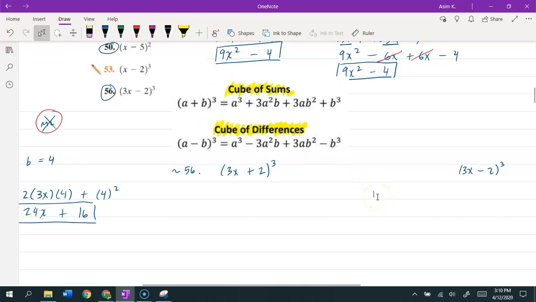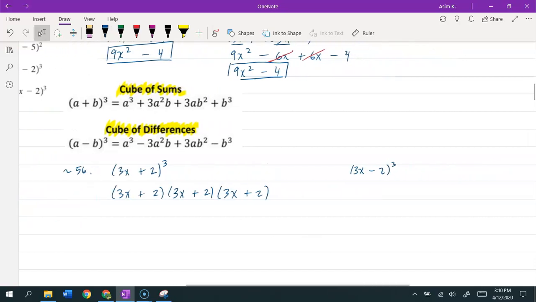So basically, for number 56, the first part that I'm trying to do for you, one thing that you're welcome to try is you're welcome to take 3x plus 2. You can pause this video. You can take 3x plus 2 and multiply it by itself 3 times. And you can take 3x minus 2 and multiply it by itself 3 times. And you should end up with the correct answer, by the way.